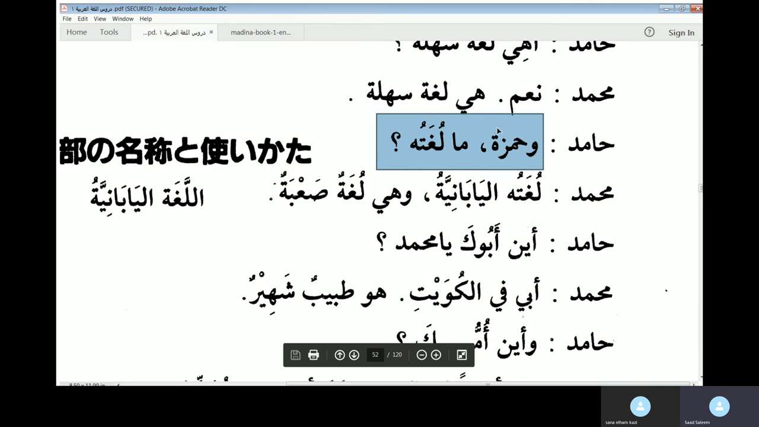Muhammad, this masculine name is Muhammadu. What is his language? And for Hamza, we read ma. What is his language? Basically, he is asking what about Hamza's language.